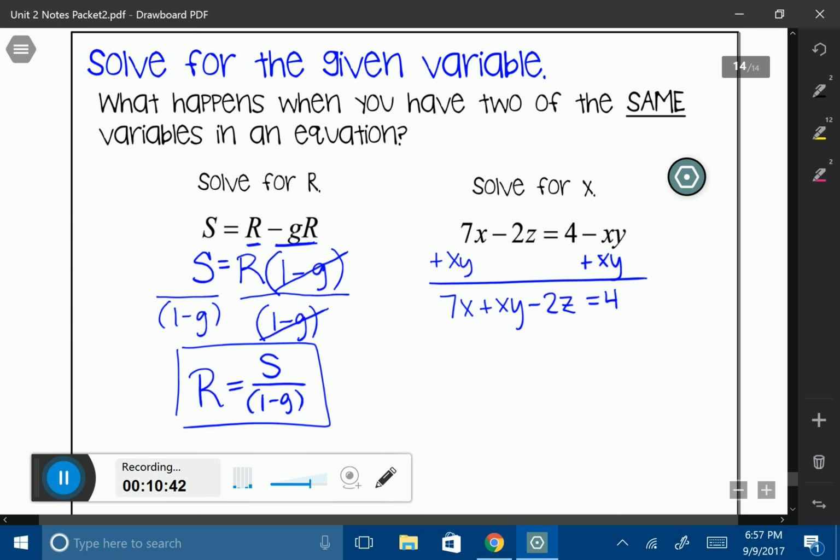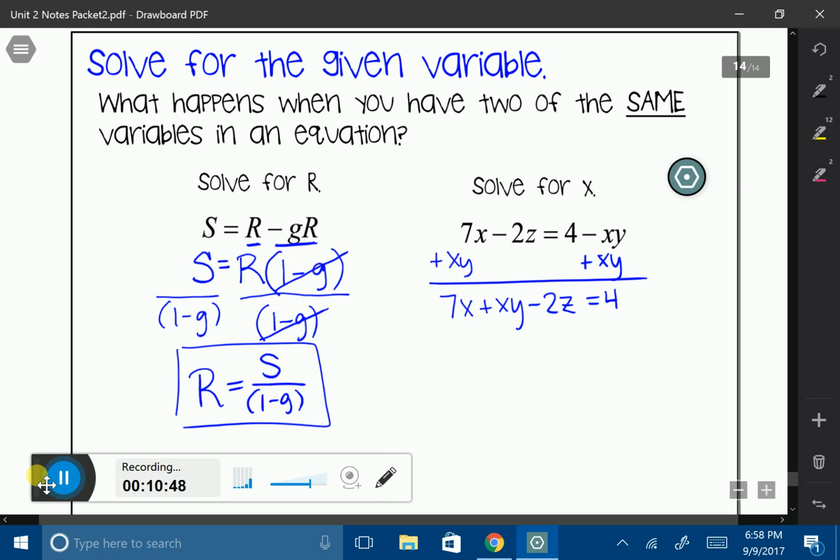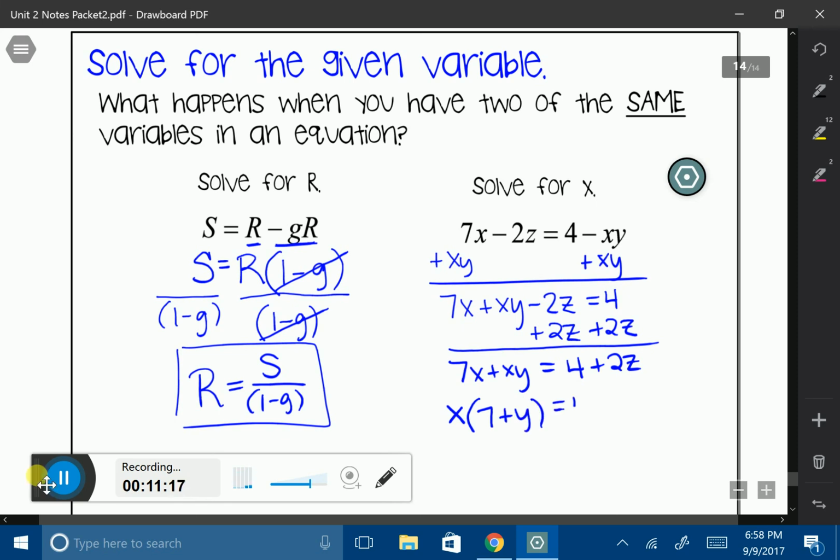Excellent. Okay, now I want my x's to be by themselves, right? So I have two terms with x's. I'm going to get rid of that other term, and I'm going to move it to the other side because I don't really have anything to do with it. Okay, now let's do that undistribute thing. Let's pull out an x. If I pull out an x from the first term, I'm going to be left with a 7. And if I pull an x out of the second term, I'm going to be left with a positive y. And on the right-hand side, I'm just going to have everything else that I've already established there.